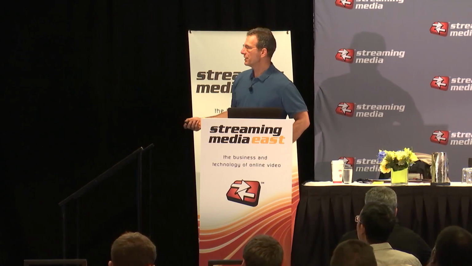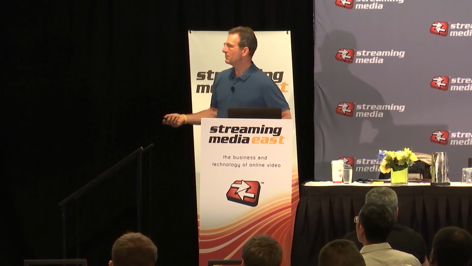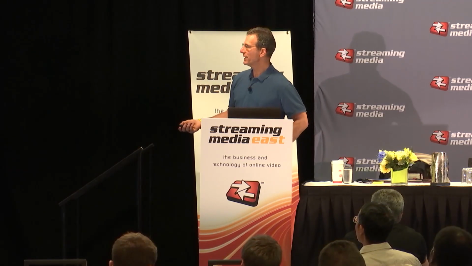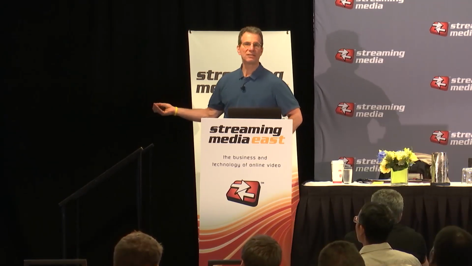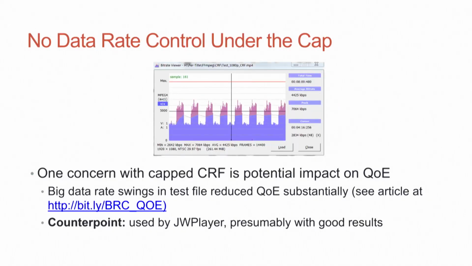And here's an instance where, why do we want to reduce the number of rungs in the bitrate ladder? Because this file maxed out at 1 megabit per second, and we've got 3 rungs under 200 kilobits per second. Do we need those rungs? No. Do they cost us to encode? Yes. Do they cost us to store? Yes. So just as soon get rid of them. That's the benefit of adjusting the number of rungs automatically. No data rate control, as I talked about.